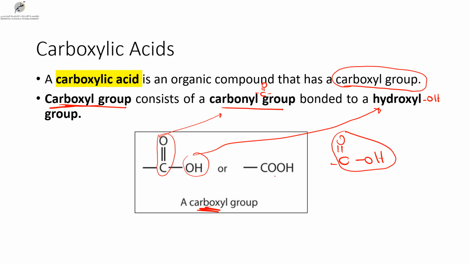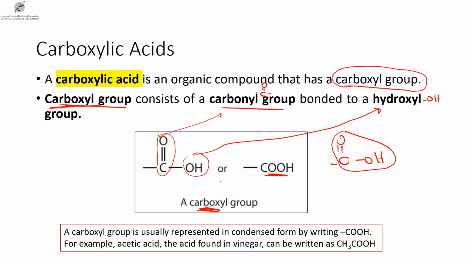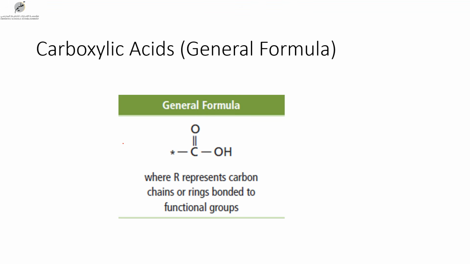Okay? Or it can be abbreviated like this. We abbreviate it this way. Because we have C, O, O, and H. So when you see this, it means a carboxyl group. Okay? And this is the general formula of carboxylic acids. Okay? So carboxylic acids have this general formula. What does the star mean? Star means H or R. And what does R mean? R means a carbon chain or a ring. Okay? So here we can have an H or we can have an R. Doesn't matter.